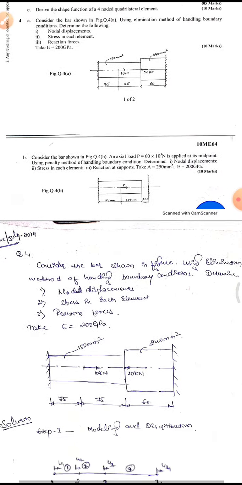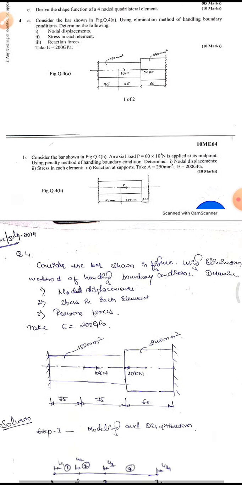Due to the application of this load in between the first element, we need to form one more element in between. That is what we can see here. So that's what I have formed here. This is the first element from 1 to 2, from here to here. From here to here is the second element, and from here to here is our third element.